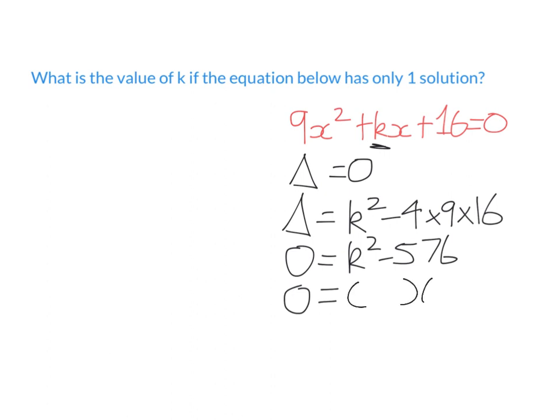So 2 brackets, square root the first, square root the second. 1 gets a plus, 1 gets a minus. So either k plus 24 equals 0, which means k is minus 24, or k minus 24 equals 0. They are the two values for k. It turns out if k was minus 24, the only solution here would be 4 over 3. And if k is equal to positive 24, the only solution here would be minus 4 over 3.